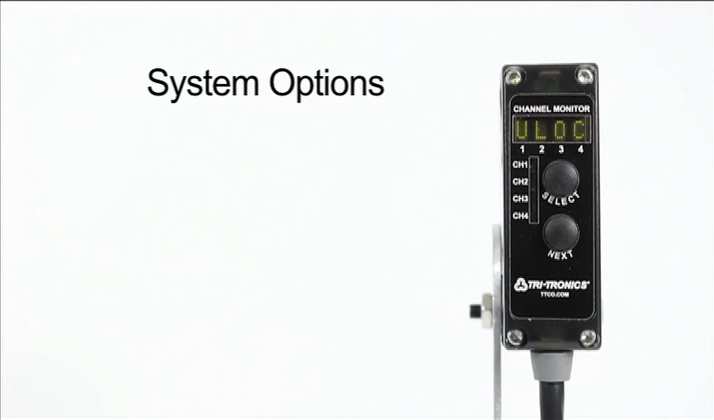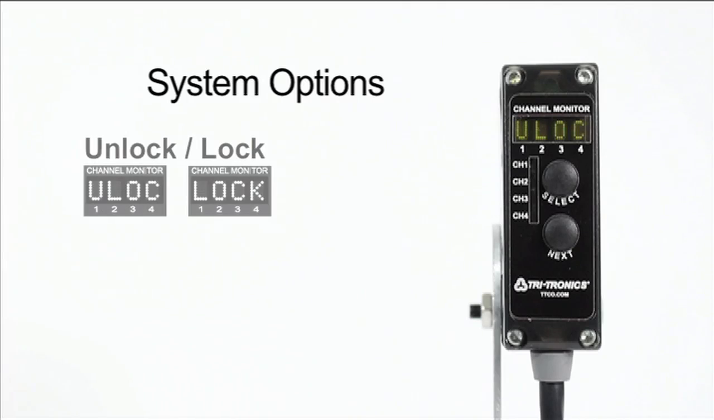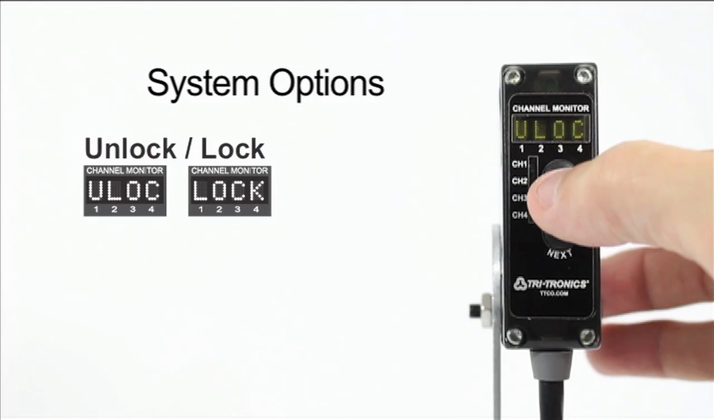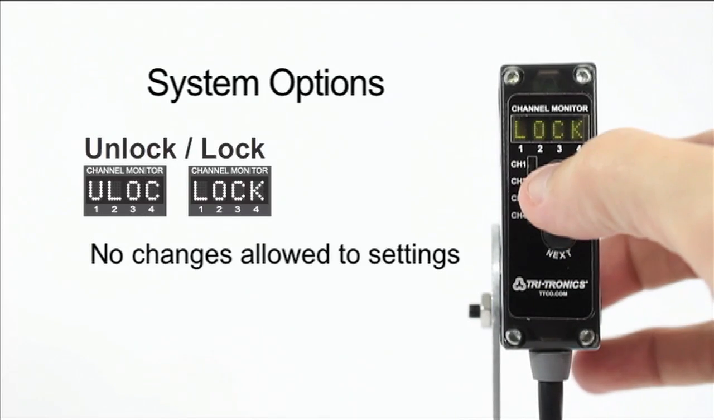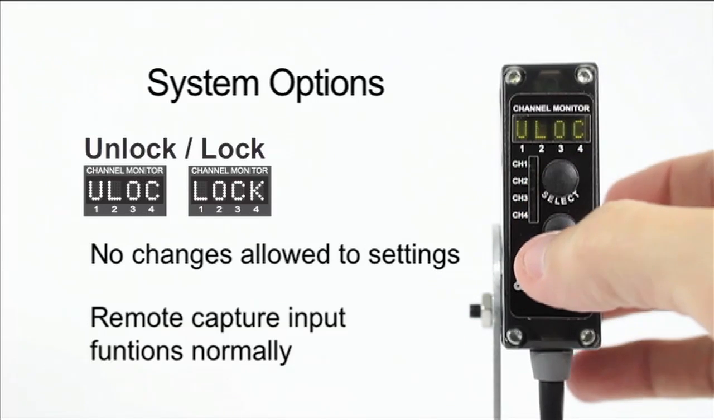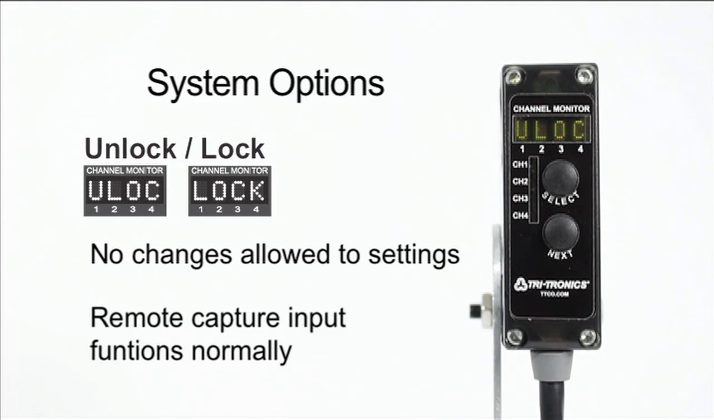The first option to appear is the Lock option. A simple press of the Select button toggles between lock and unlock. When locked, no changes are allowed to the sensor settings using the buttons. However, the remote capture input line will still function normally.